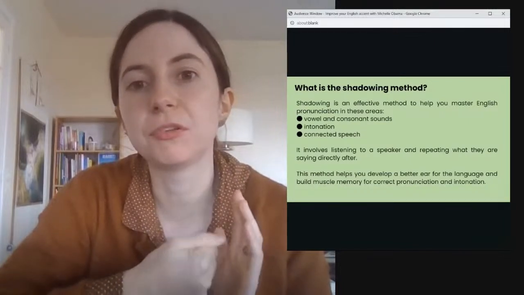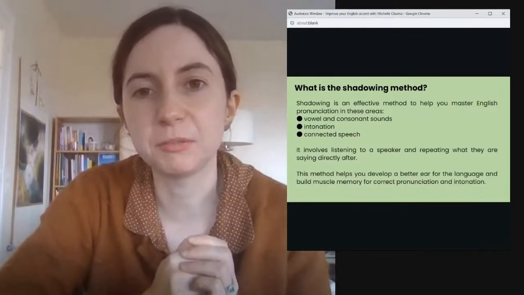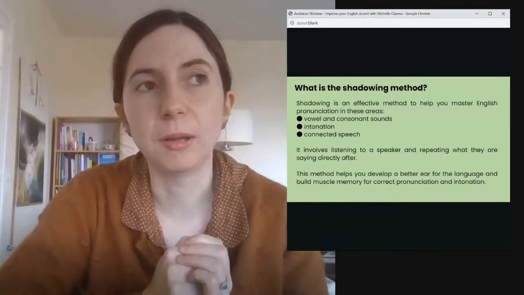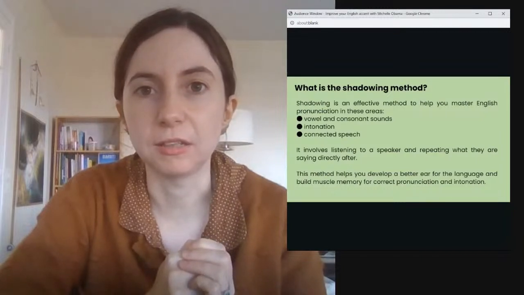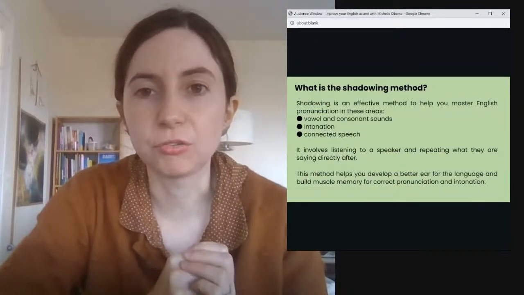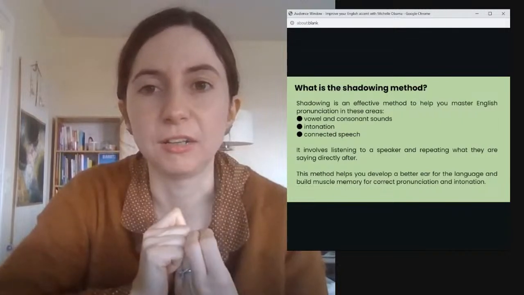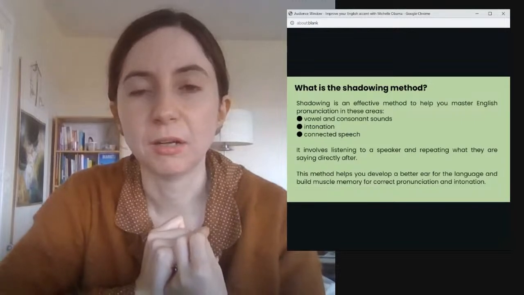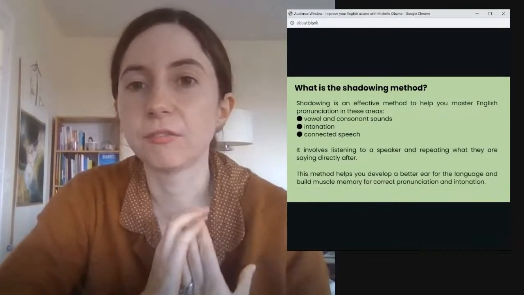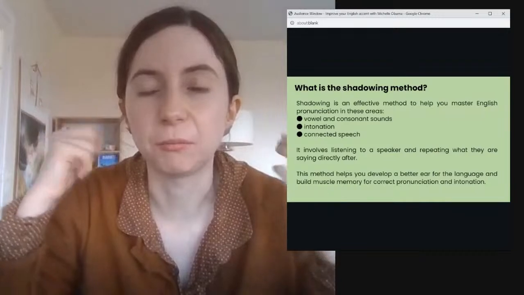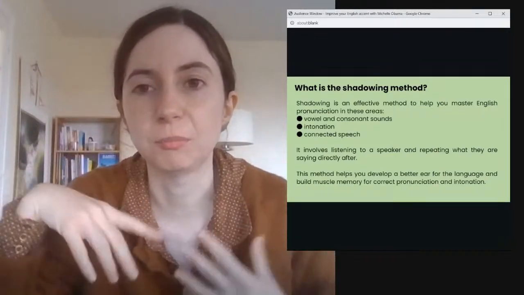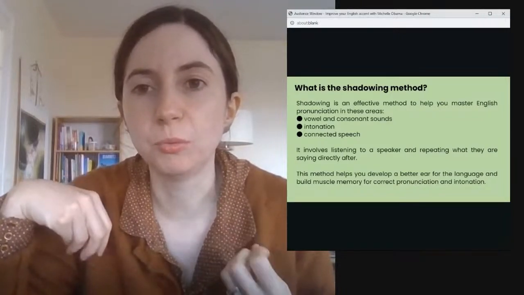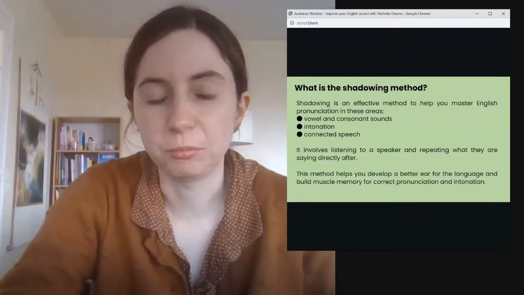This method really helps you to develop a better ear for the language and to build muscle memory for correct pronunciation and intonation. So imagine you're doing these exercises in the gym. It's a bit like that. It's really training your mouth. It's training those physical parts of you in terms of communication in English. Remember that pronunciation and accent is a very physical thing, and we can't just think about it. We need to actually do it. We need to actually produce and do exercises on it. That's why it's a really good way, this shadowing method, to improve.